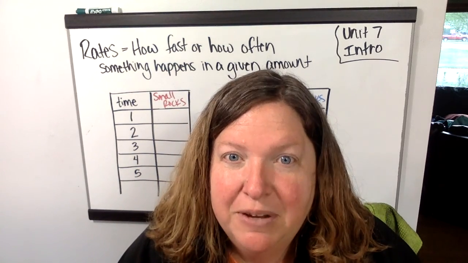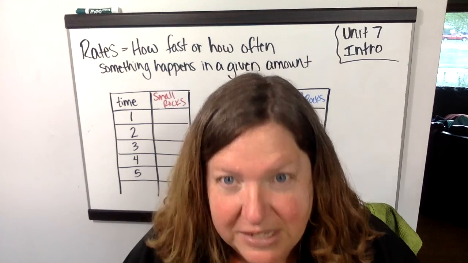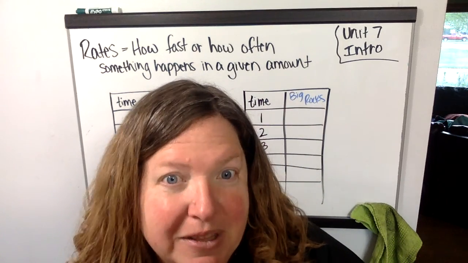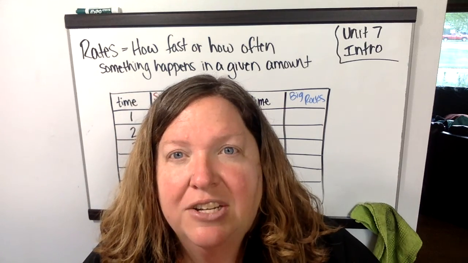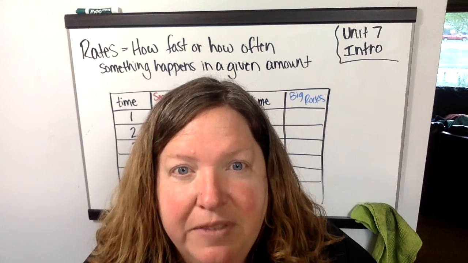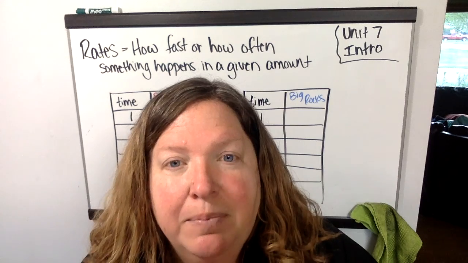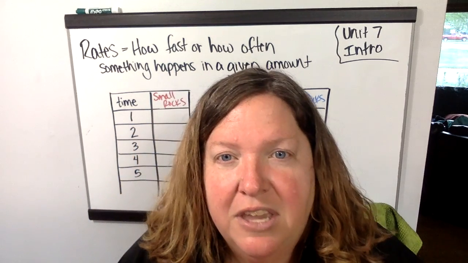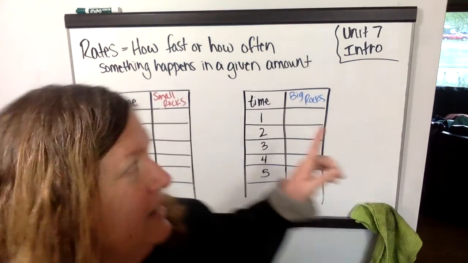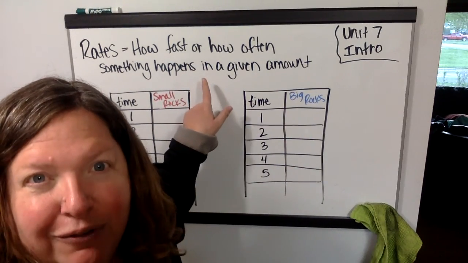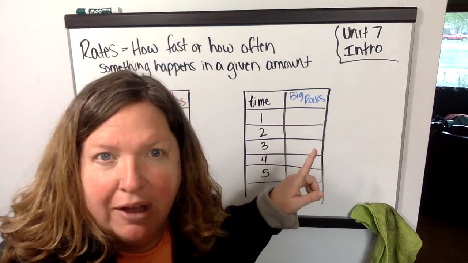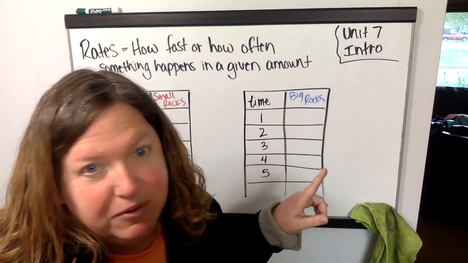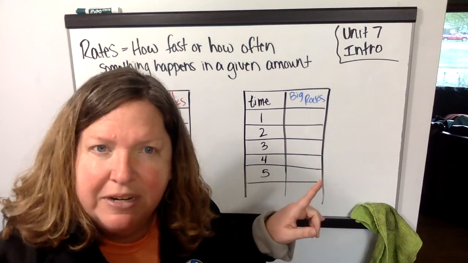We're going to do a little bit of remembering what we did earlier on this year because we did lots of rates and ratios at the beginning of the year, but it's been a little bit since we've done them. And so we want to take a look at all of the things that we already know before we really dive into the unit. So, first of all, let's start thinking about rates. Rates, remember, is how fast or how often something happens in a given amount. And often it's a given amount of time, but it doesn't have to be, but often it is.